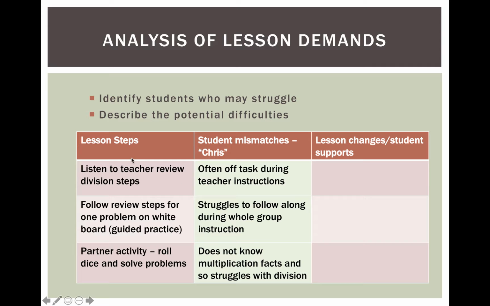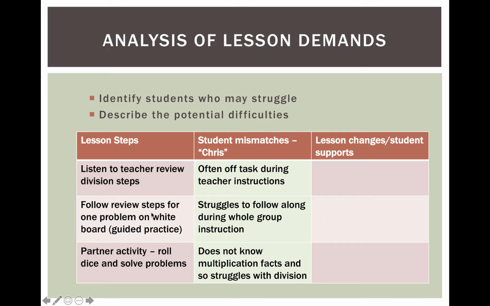So here is an example, and I'm just including 3 steps of a lesson so you can see essentially this is what you will be doing in your instructional plan with your group. If we look here, the first step is listen to teacher review division steps. We have a student that is often off task during teacher instructions. So this right here, the lesson step, what we are anticipating given our observations and our experience with the student is that they're going to be off task. We then proactively anticipate that challenge and put some supports in place.